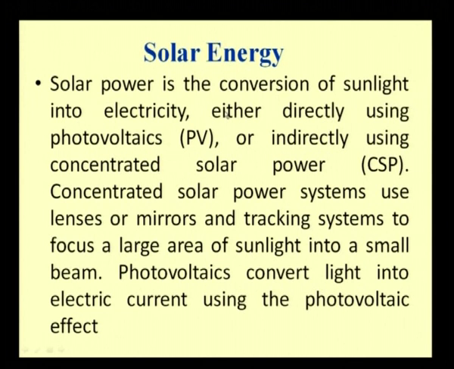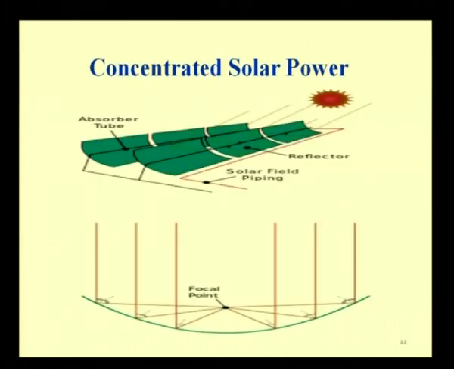Now, lastly we will see the solar energy, and the solar energy is a conversion of sunlight into electricity by photovoltaics or indirectly using concentrated solar power, CSP. The concentrated solar power systems use lenses or mirrors and tracking systems to focus a large area of sunlight into a small beam, and the photovoltaics convert light into electric current using the photovoltaic effect.